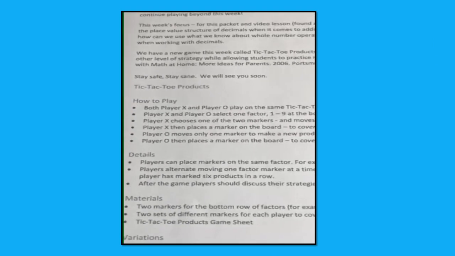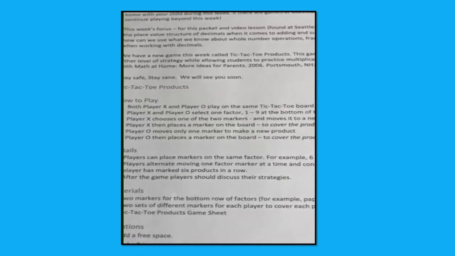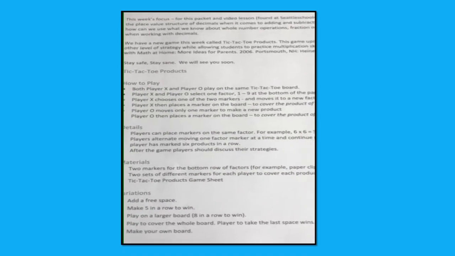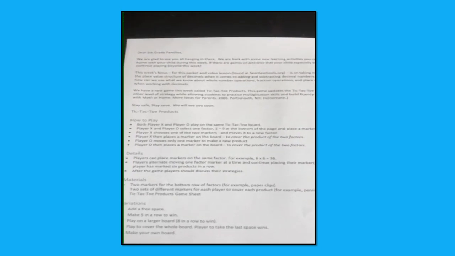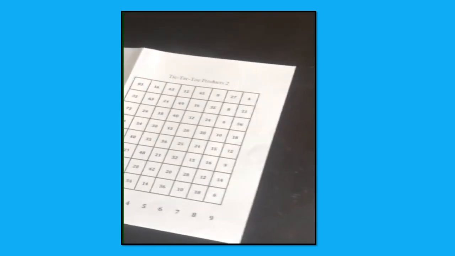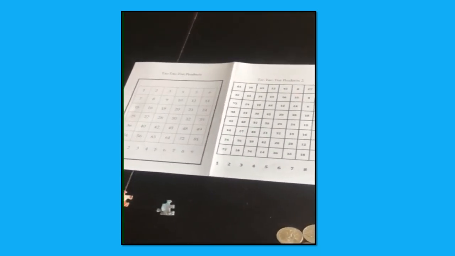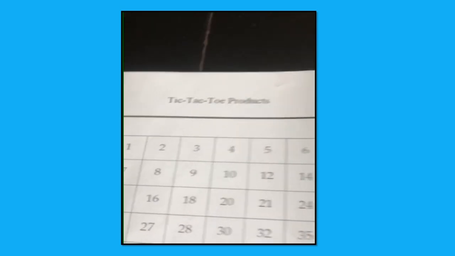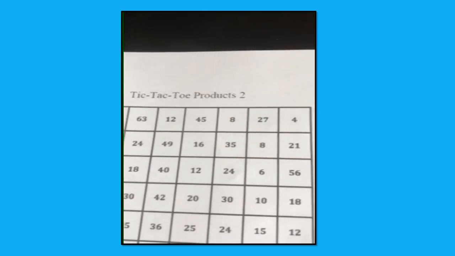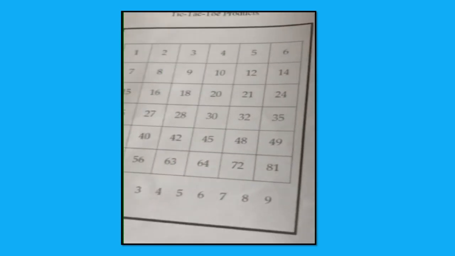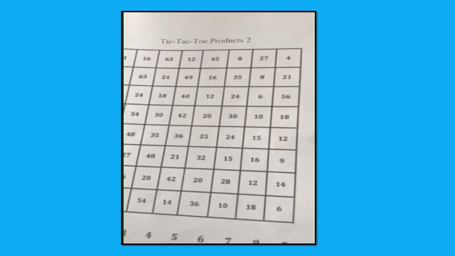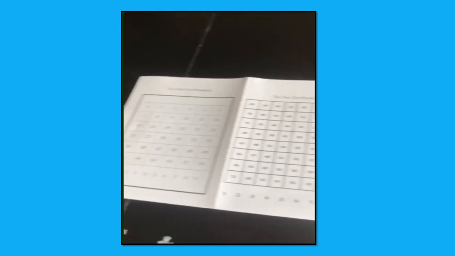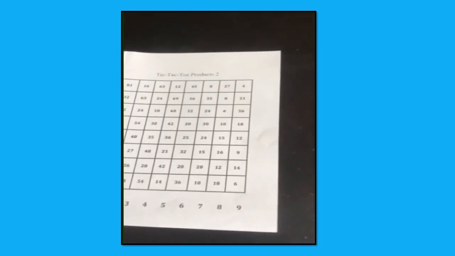Okay, fourth and fifth graders, we're gonna play some tic-tac-toe products. In your packet from the school district, you're gonna find a set of directions. They're gonna look somewhat like this. It's actually on, I think, maybe the first or second page. You're also going to see a set of game boards. Now you have two game boards. One says tic-tac-toe products. The other says tic-tac-toe products too. They just have different values on them, as you can see. So when you go to play this with somebody at home, you're gonna choose one of these game boards.